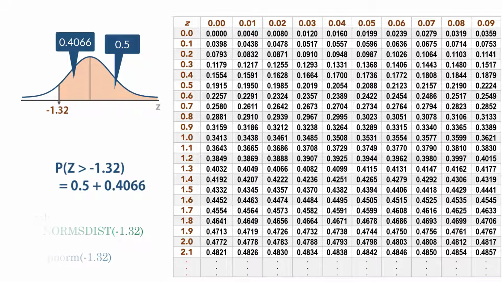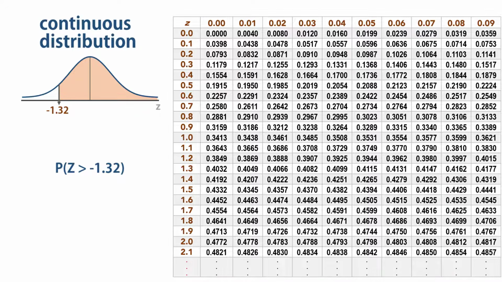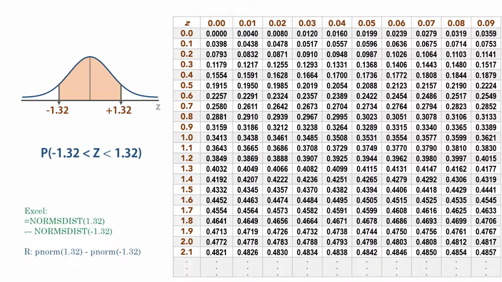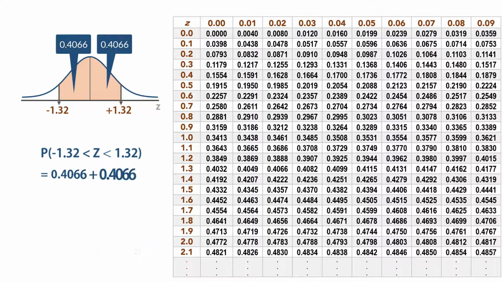But if we want the probability that z is greater than negative 1.32, we will add 0.5 to this area to obtain 0.9066. Now, note that the normal distribution is a continuous distribution, so there is no distinction between z greater than negative 1.32 and z greater than or equal to negative 1.32. They are treated the same way. Furthermore, if we want the probability that z is between negative 1.32 and positive 1.32, we will add the two areas or double the single area to obtain 0.8132.